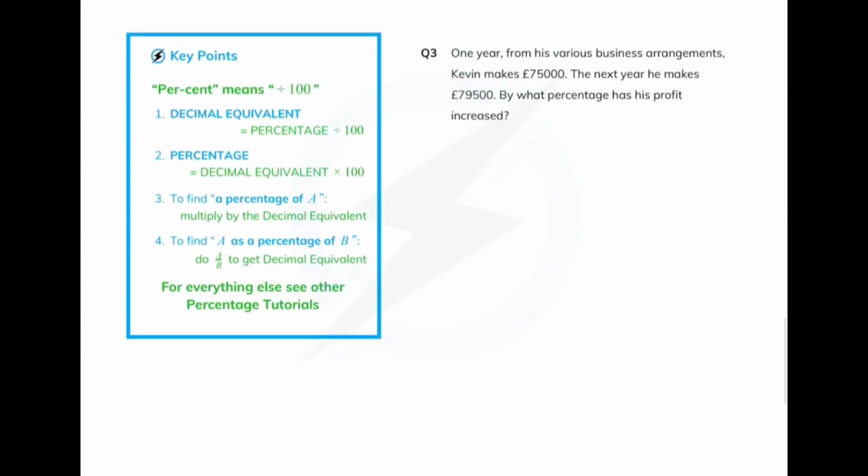And we'll just look at one more. One year, Kevin makes £75,000 from these business arrangements, and the next year he makes £79,500. By what percentage has his profit increased? Well, there are lots of ways of doing this one, but I'm going to suggest this way. We're simply going to do it by expressing 79,500 as a percentage of 75,000.